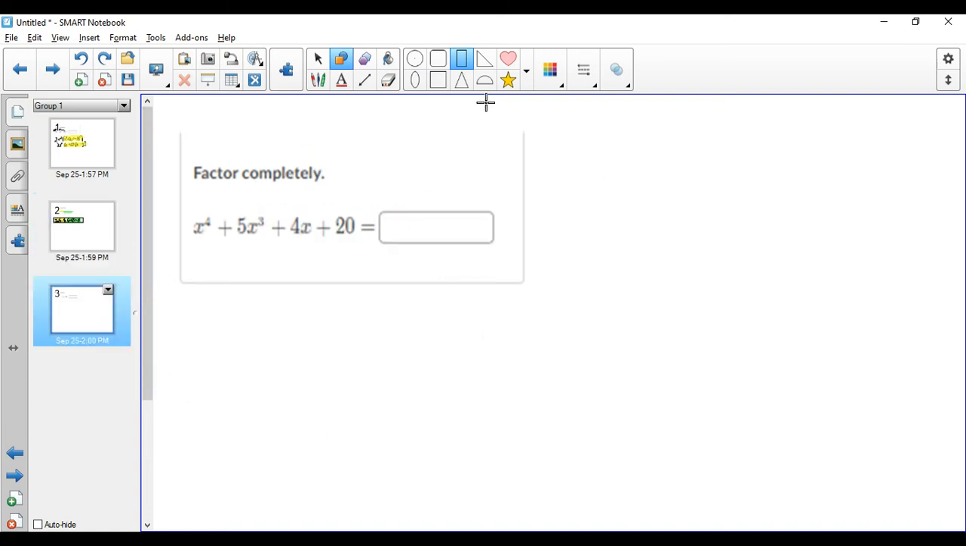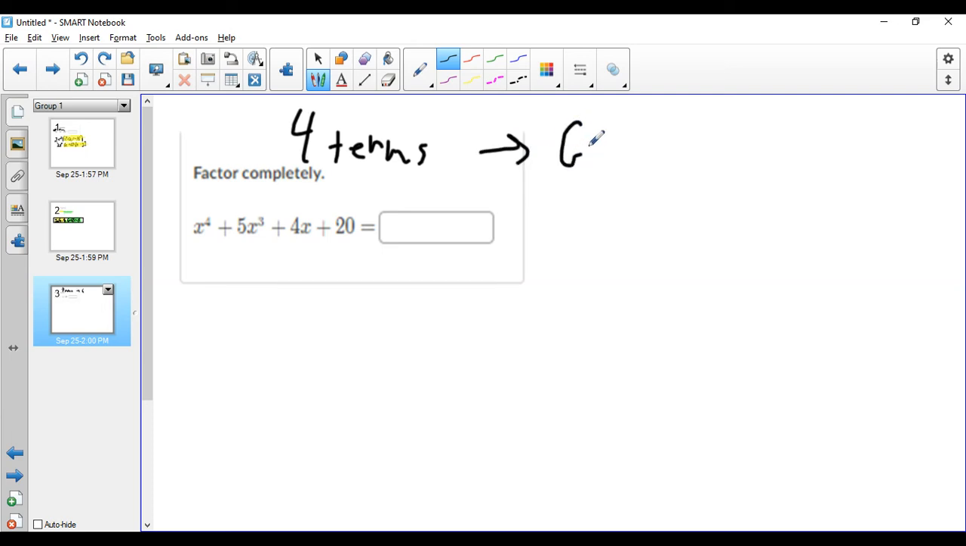The last kind of question you're going to see in this section is a throwback to the section we did about grouping. So if you see 4 terms in a question, I want you to think group. Grouping. So there's one group, there's another group. Let's break it down.